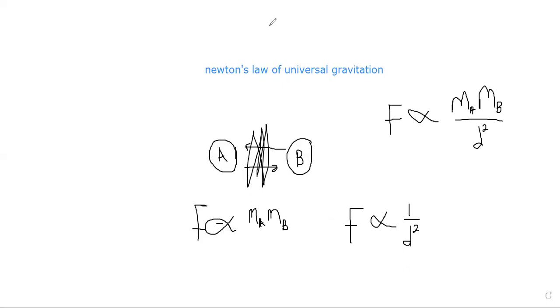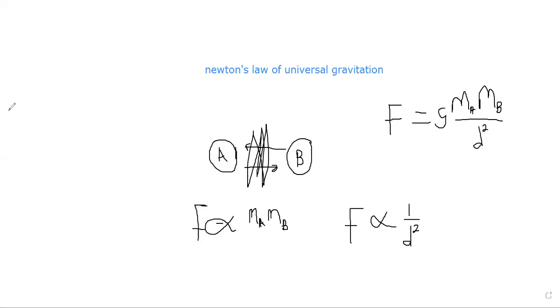There's always a constant. This is not the actual equation. The actual equation is going to include the gravitational constant. So when you remove this sign, it changes into F is equal to our gravitational constant multiplied by MA multiplied by MB divided by D squared.